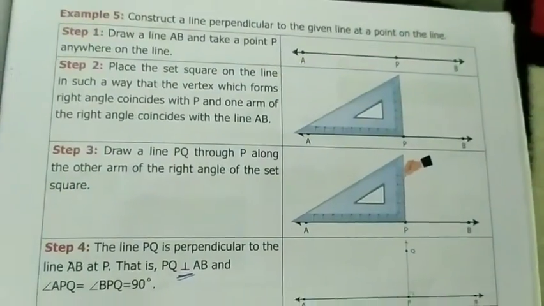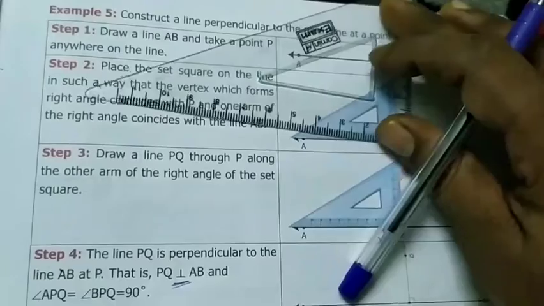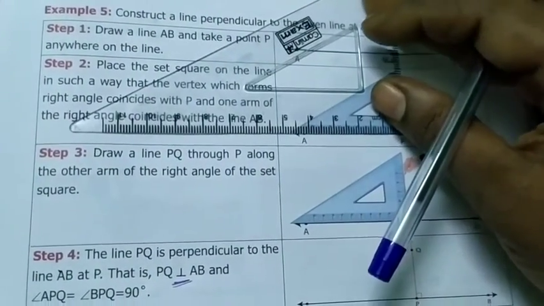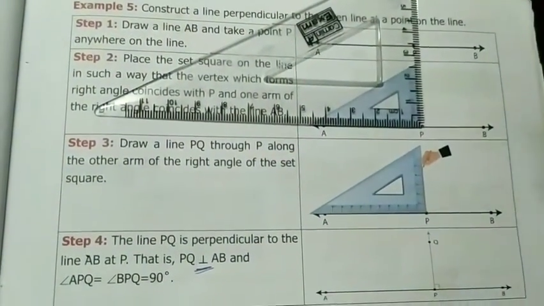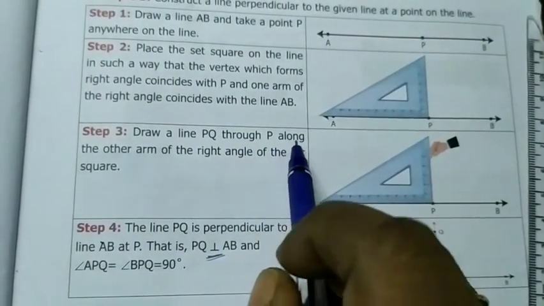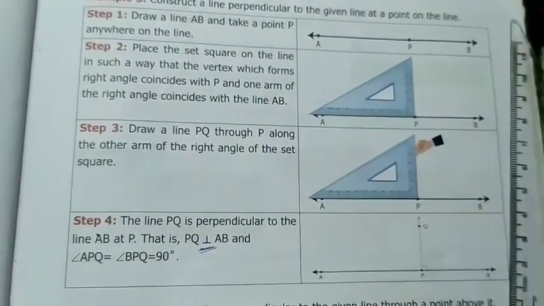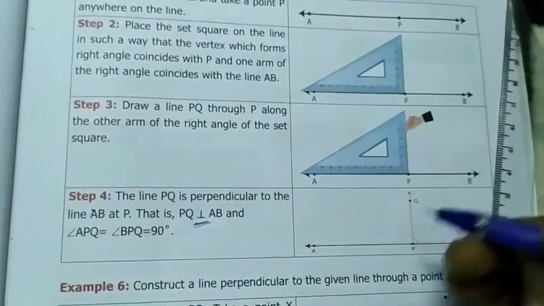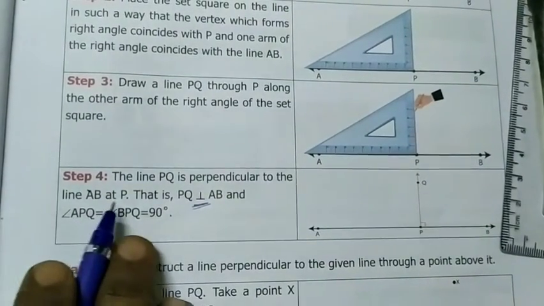So you take the set square and keep it like that at the point P. Then mark the point. Draw a line PQ through P along the other arm of the right angle of the set square. This is called a perpendicular line. So the line PQ is perpendicular to the line AB at P.